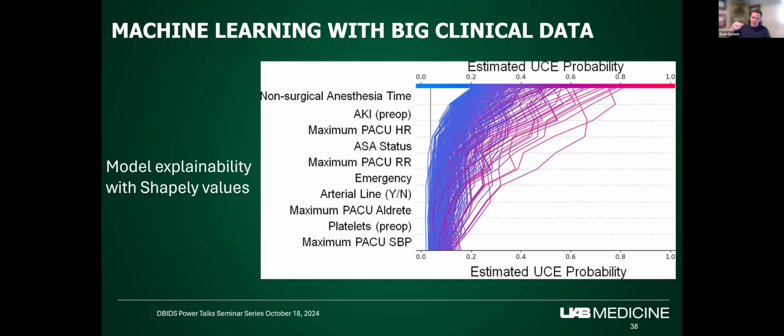And then each of those lines is a patient's trajectory. So they maybe had a PACU blood pressure that didn't change things much, but then they had an AKI condition preoperatively that really moved them over to be high risk. And you can see if you look at the person here with the highest probability of 0.8 for an unplanned escalation of care, they had large swings once you got to AKI and non-surgical anesthesia time. That moved them over in a large way.